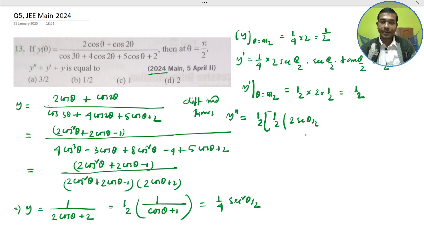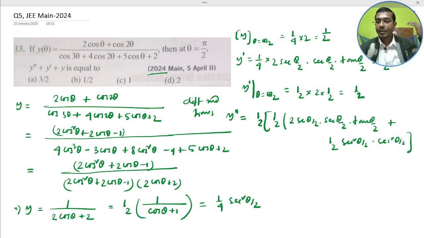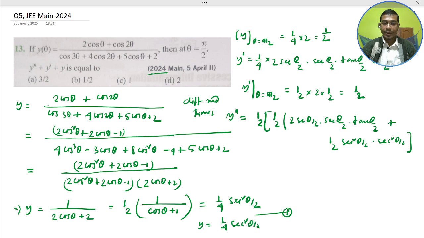Okay, fine. 2 sec theta by 2 into sec theta by 2 into tan theta by 2 plus half sec square theta by 2 into sec square theta by 2 as it is. Just differentiate the function. This is the one function, y equal to 1 by 4 sec square theta by 2. So again y double dashed at theta equal to pi by 2. Put this theta pi by 2, you would get 1.